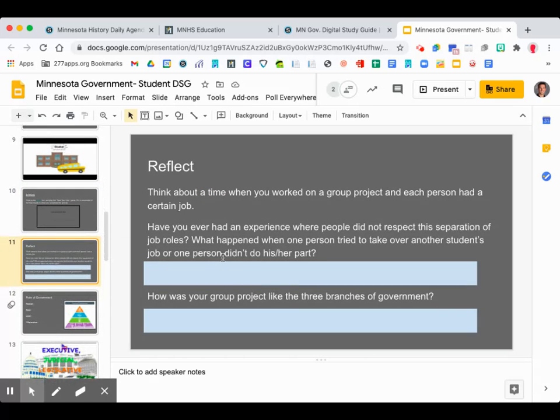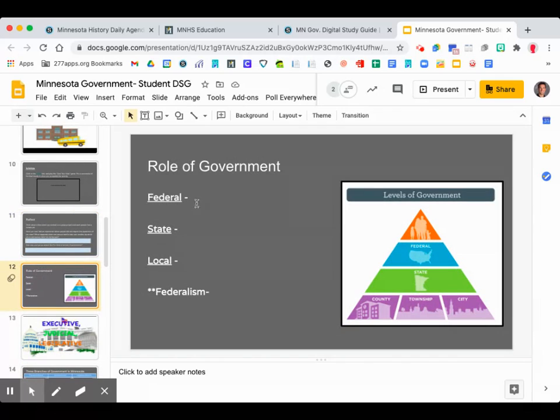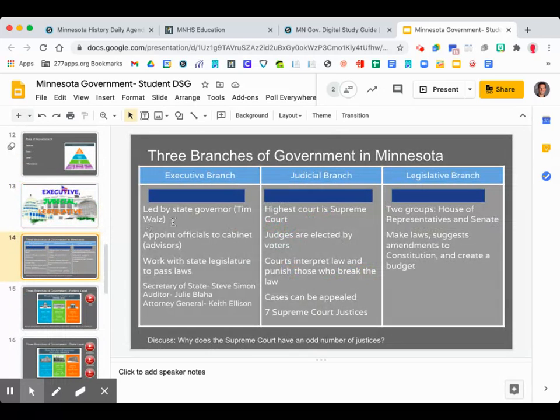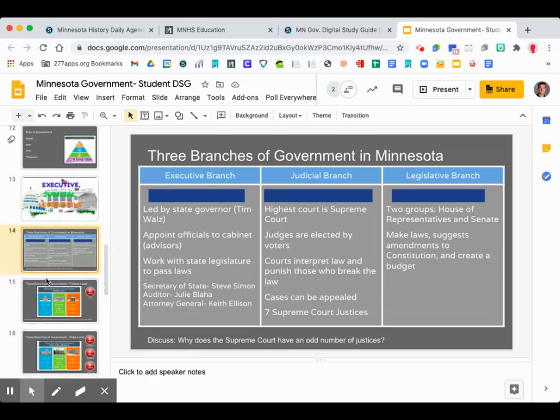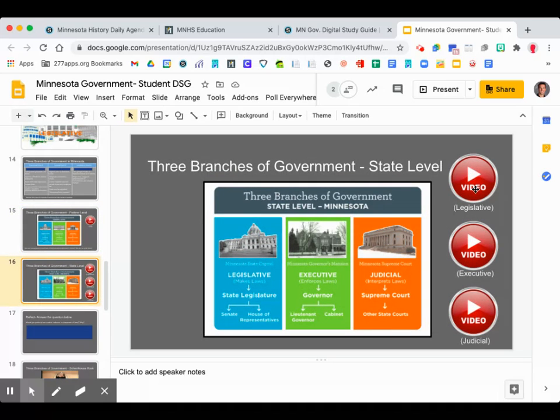Your teacher may have you start with these reflection questions if you didn't get to them yesterday, but we're going to continue reading about the three levels of government, so federalism and how it divides powers between federal, state, and local levels. And we got a video here for you. You're going to name what the responsibilities are of the three branches of government. A lot of the information has been filled in for you. And there are some videos linked here that just discuss the federal government and how federalism works. And then each of these videos discusses how Minnesota's specific government is structured in those three different branches. So you'll need to watch those videos as well.